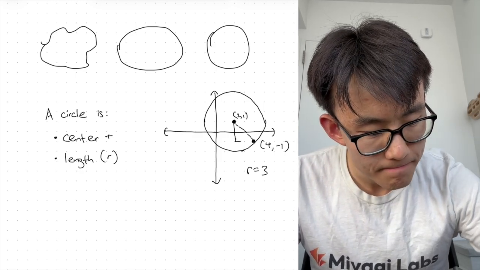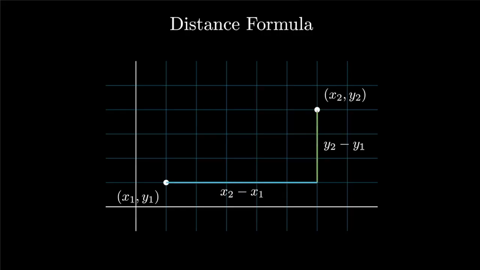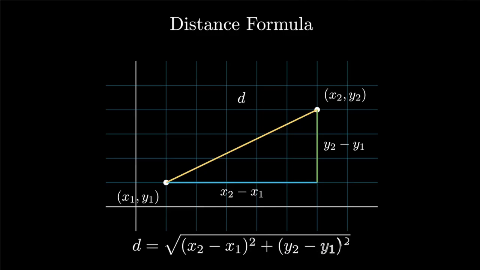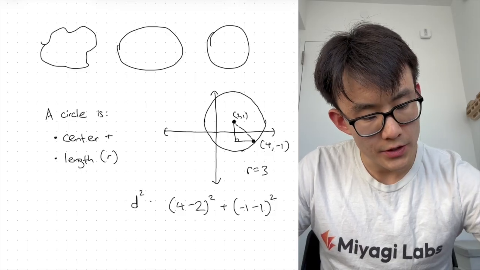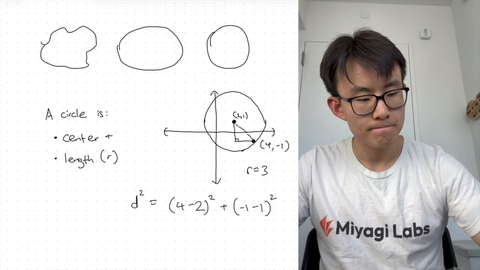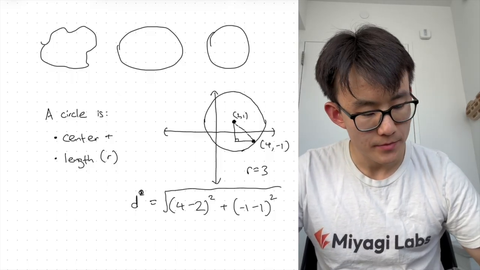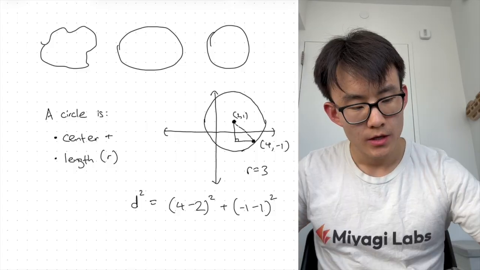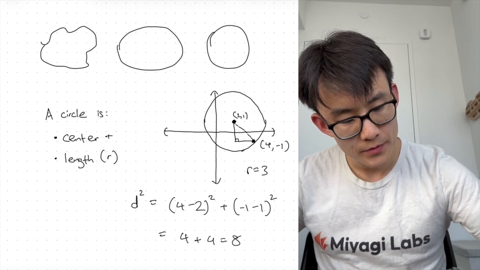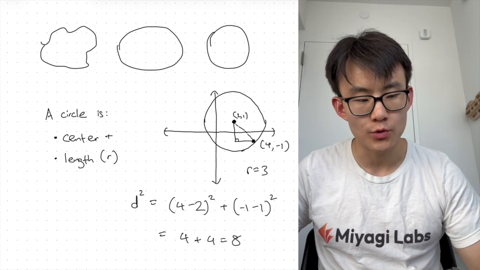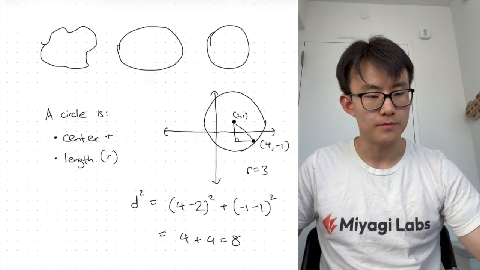And here's a hint. You can use the distance formula, which is basically the Pythagorean theorem, to find the distance. You find the horizontal and vertical distances, and that equals the distance squared. So the distance is equal to the square root of this. Now square roots are kind of ugly, so let's just keep it as the squared distance. And in this case, we get 4 plus 4 equals 8. So the distance is the square root of 8, which is less than 3, which means it is inside the circle, not on the circle.